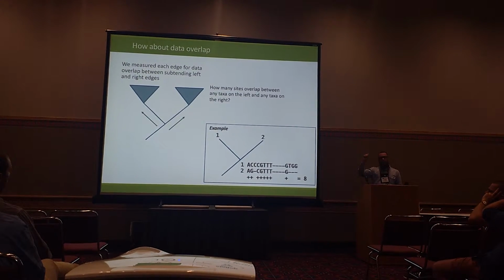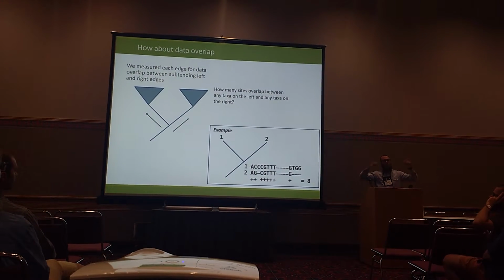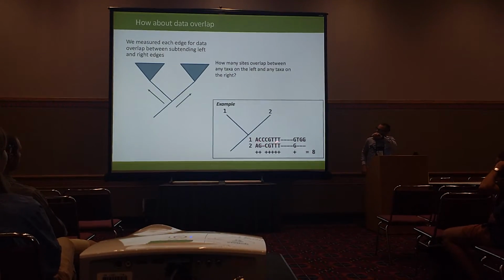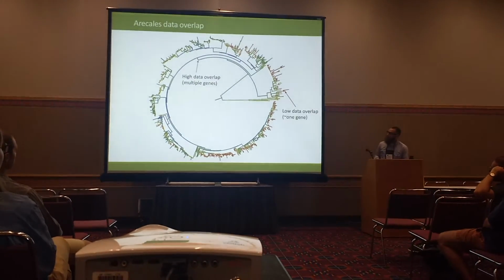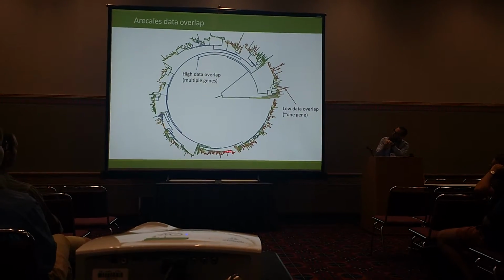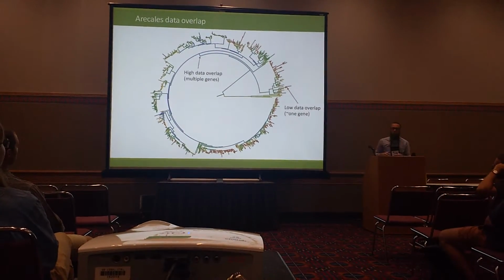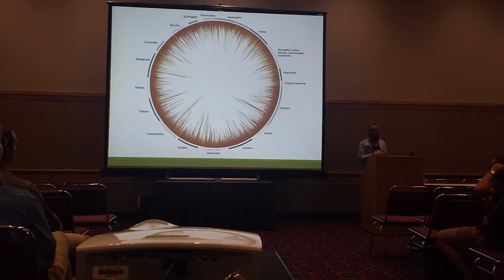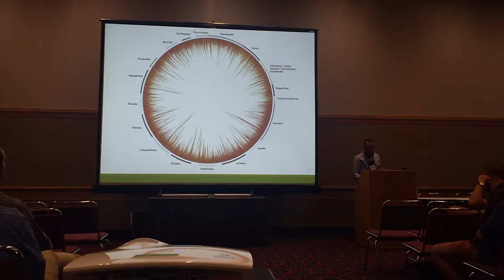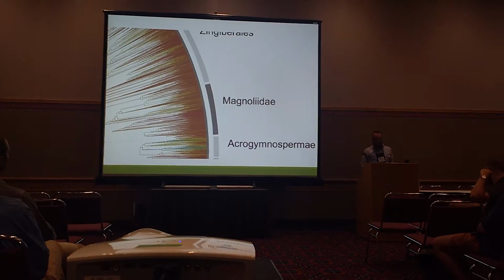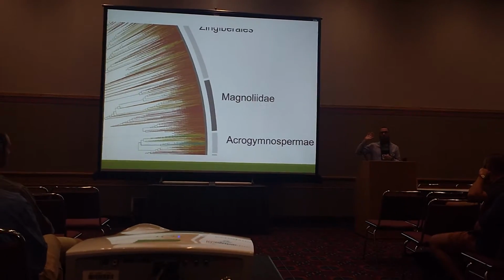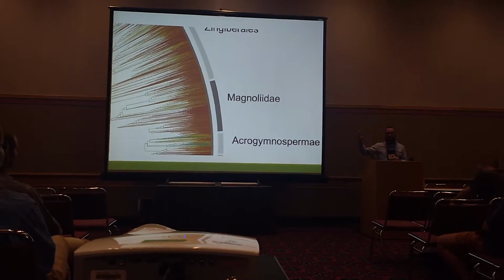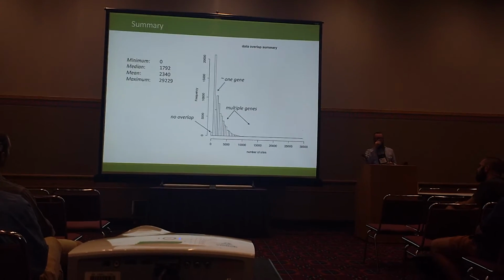Okay, so how about data overlap? For each clade in the tree, we can measure how much data overlaps on the left and the right. So basically, in this simple example, you get 8 nucleotides of overlap, just a raw measure. If we take Ericales, for example, you can see areas that are in red have basically one gene, and areas that are blue have multiple genes. We can look at this across the whole clade, and it looks really red. The reason it looks so red is that Acrogymnospermae has almost whole genomes that overlap. So it's basically like taking the whole color spectrum and making it red. It's a little bit hard to see, but here's a distribution.